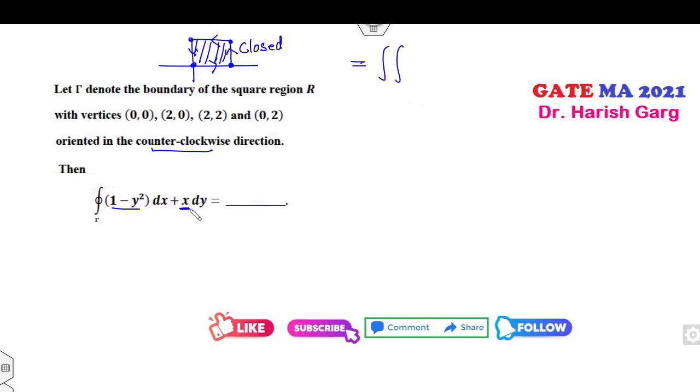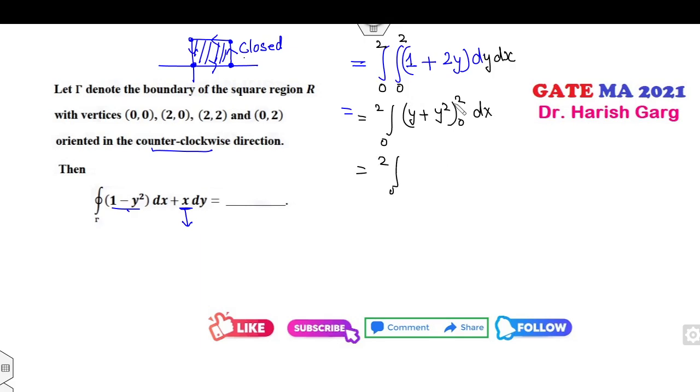Double integration, partial derivative with respect to x minus partial derivative with respect to y, minus plus y, dx dy. Fine. So you can take the limits. Limits are 0 to 2, 0 to 2. So firstly with respect to y, I can write dy dx. Firstly with respect to y is y plus y square from 0 to 2 of dx. So it will be 4 plus 2 is 6 of dx. So the right answer is 12.